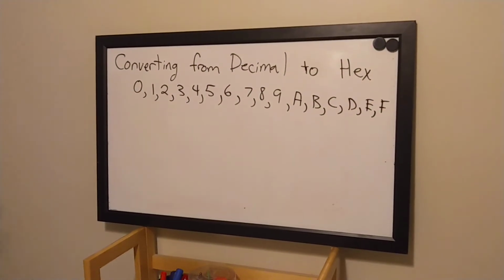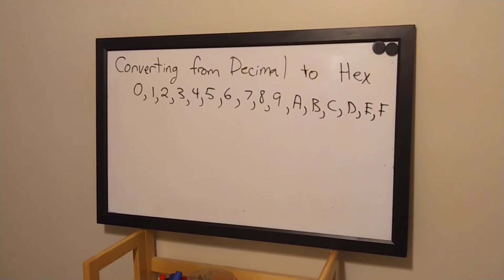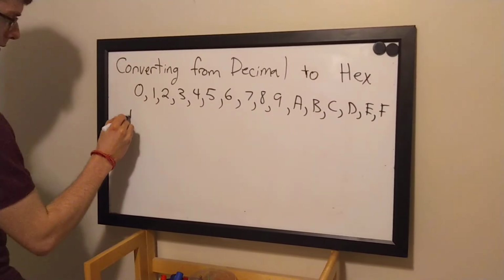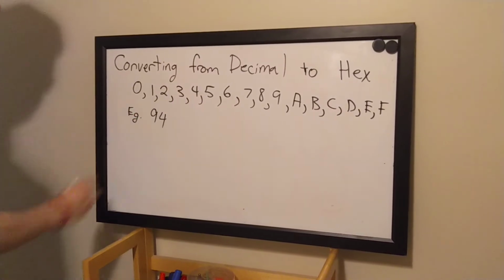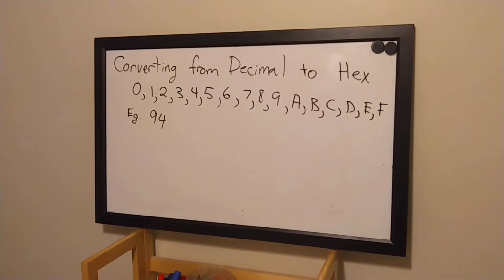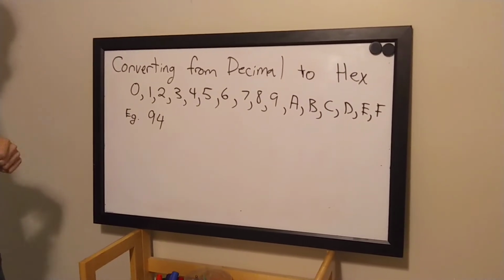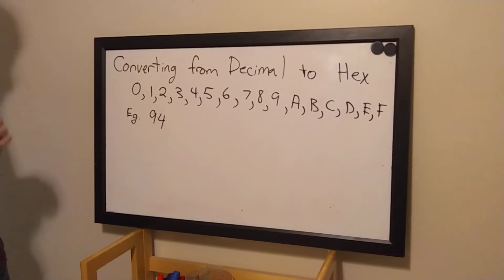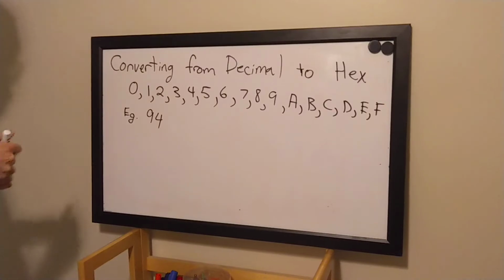Now I'm going to do an example of converting the number 94 to hexadecimal. So here we go, we've got our example, 94. The way I'm going to show you in this video is how to do it where you convert to binary and then convert the binary to a hexadecimal number. So the first step is to convert 94 to binary.